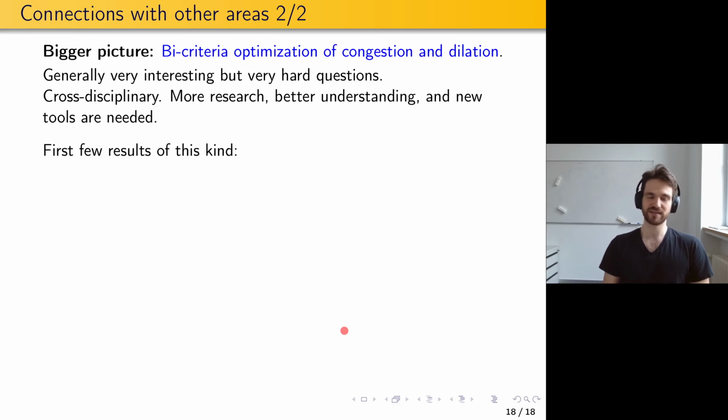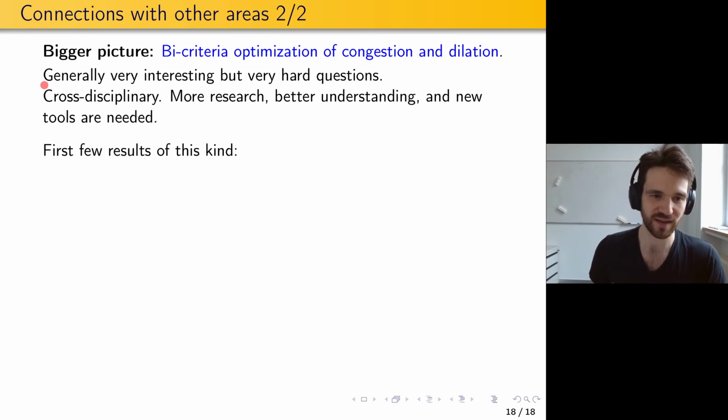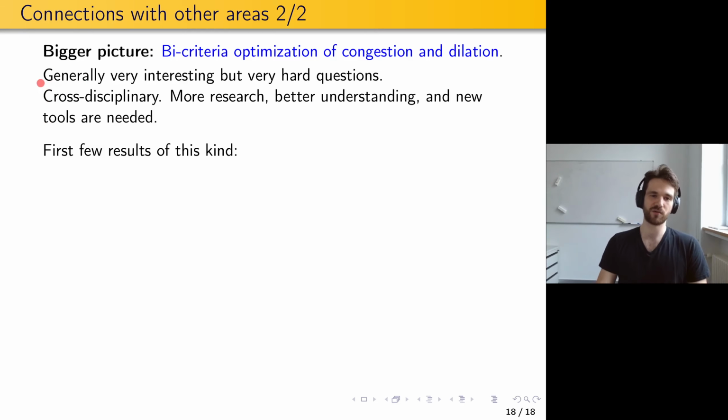The bigger picture is that this question of optimizing makespan fits within this bi-criteria optimization of both congestion and dilation simultaneously. This comprises many questions that were studied in many papers. They're very interesting, but also very hard. And there hasn't been one technique that would solve them. There are many techniques, and they were generally solved in that way. It's very cross-disciplinary research. It even spans network coding and information theory and approximation algorithms and routing algorithms and load balancing and so on. And there is much more research and understanding that needs to be built in order to grow this area.